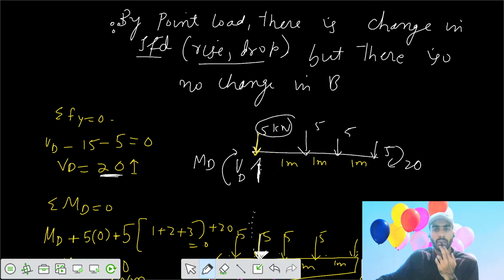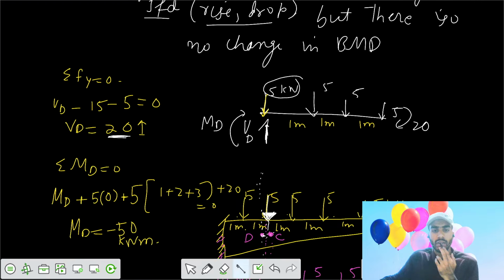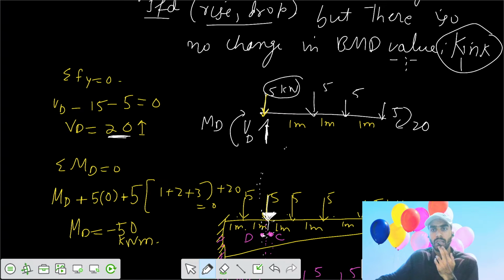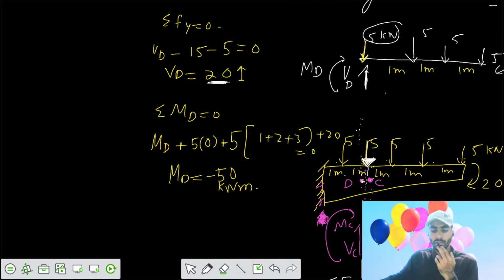But there is no change in bending moment or bending moment diagram, whether you cut the section just before or just after. There is no change in bending moment value. That's also minus 50, from this side also and from this side also. But we know there might be a change in slope because of the point load. A kink is possible. The change in slope is possible there, but we don't have to draw the shear force diagram for now.